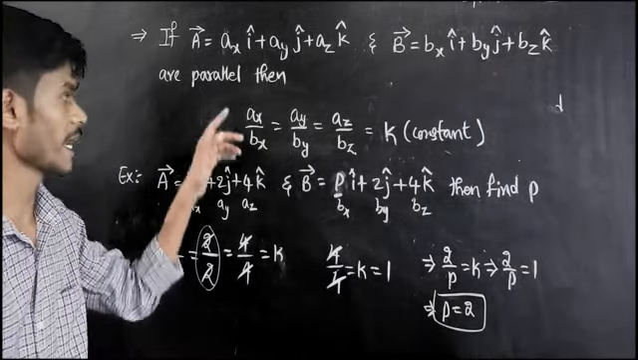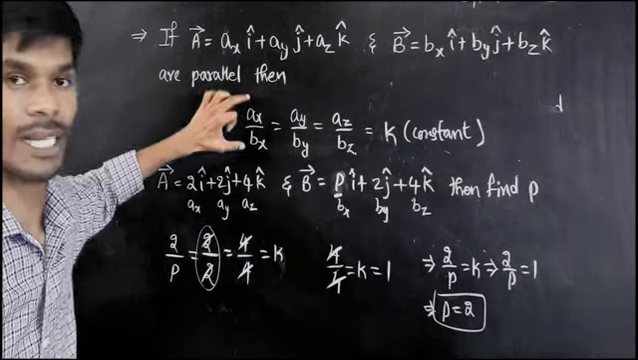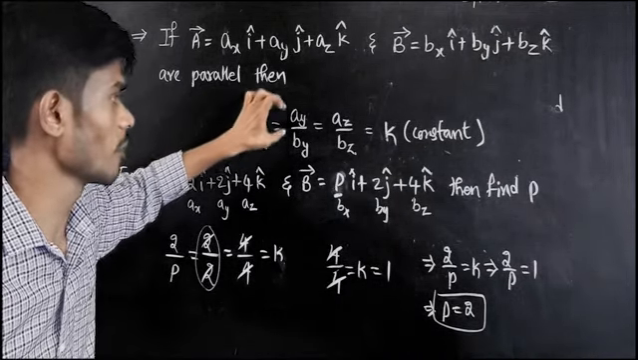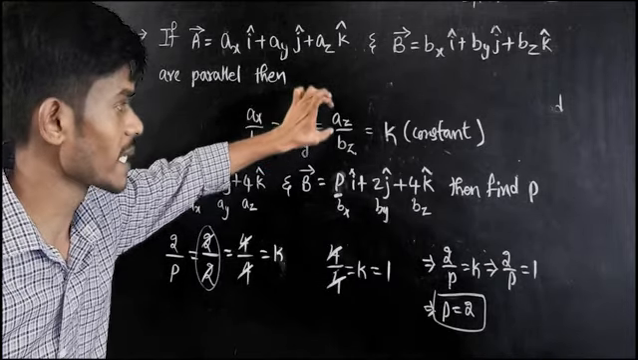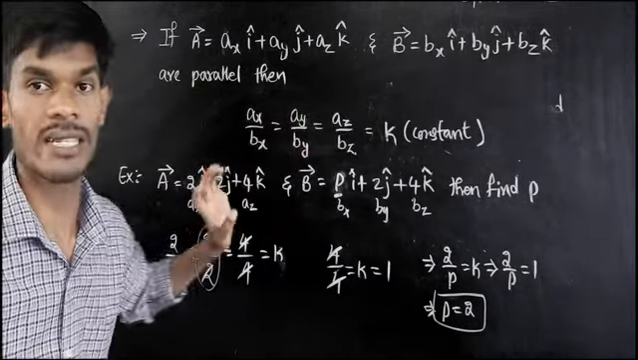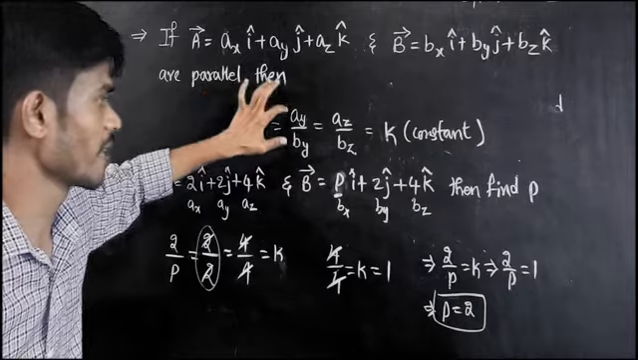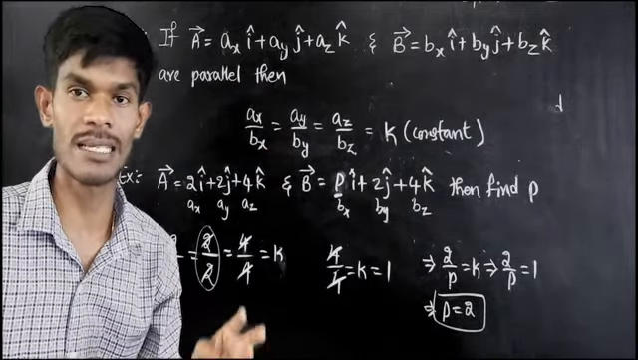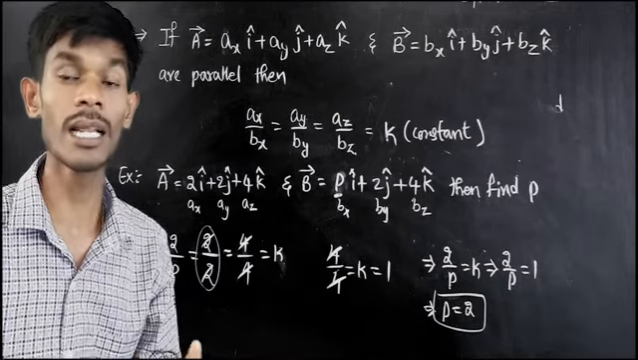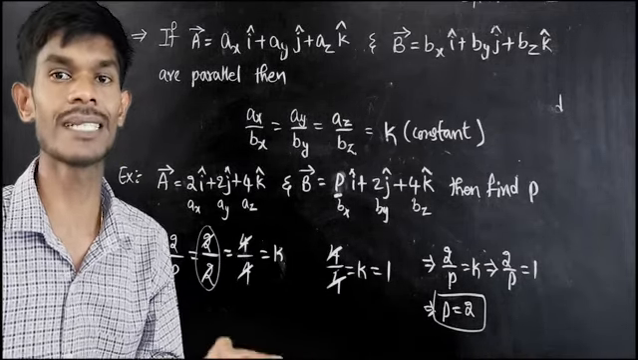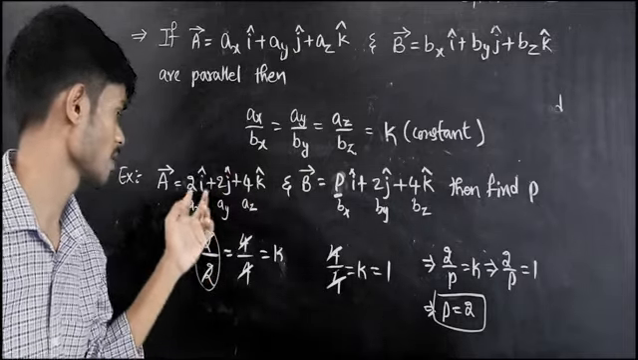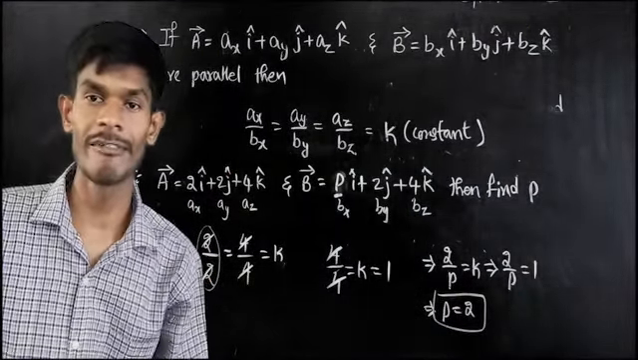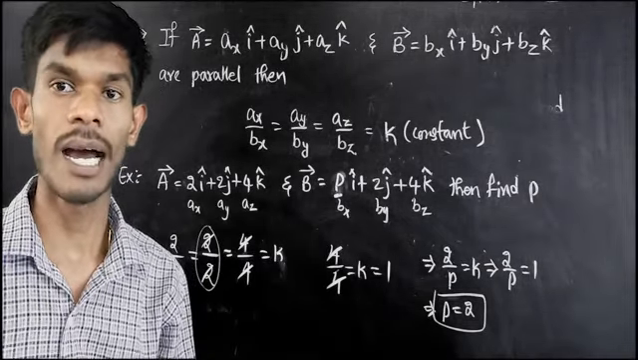This is the condition for checking whether the given vectors are parallel or not: ax by bx is equal to ay by by is equal to az by bz, that is equal to a constant. Here ax, bx, ay, by, az, bz are the magnitudes along the x axis, y axis and z axis, the components along the x, y and z axes. So this is the way to find out whether the given vectors are parallel vectors or not.